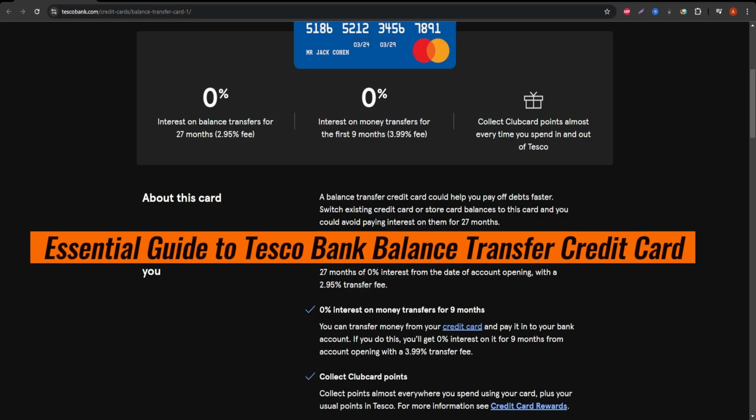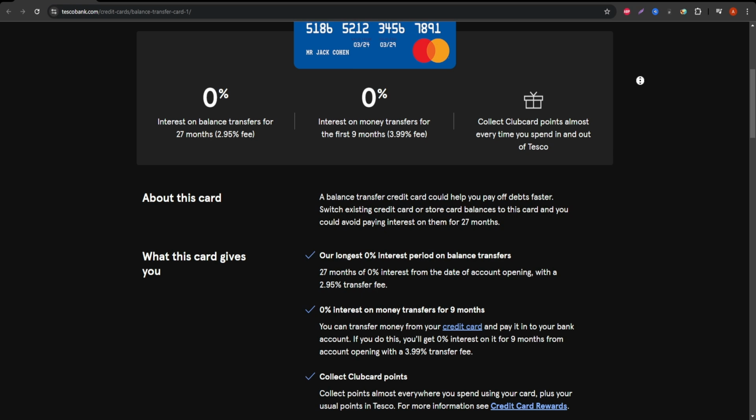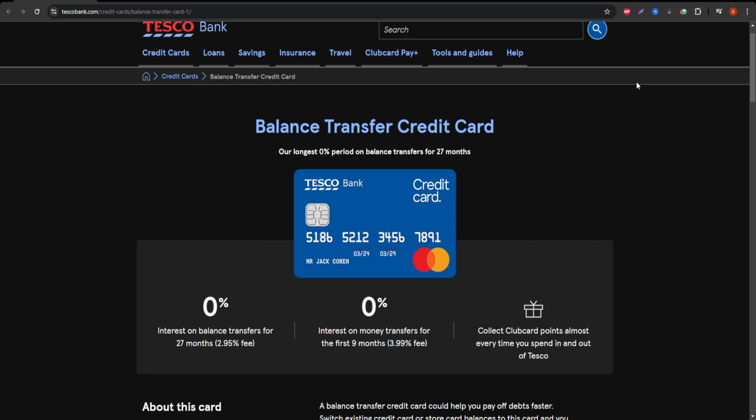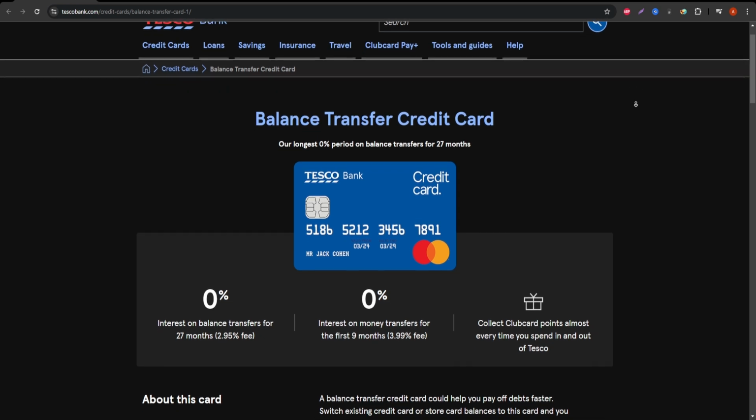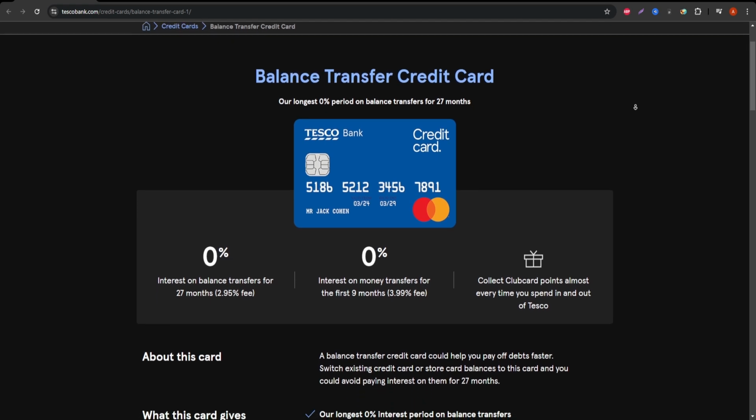Welcome to our deep dive into the Tesco Bank Balance Transfer Credit Card. This card is designed for those who want to manage their finances more effectively, particularly if you're looking to consolidate debt. Let's break down what this card offers and help you decide if it's the right choice for you.